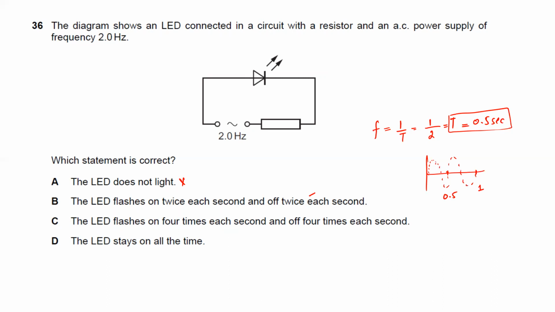Now what is happening? When the positive cycle comes, the light emitting diode will be forward biased, and light emits. When the negative half cycle comes, the diode will be reverse biased, and the light will not emit. So in 1 second, there are 2 positive cycles. The LED will turn on twice in 1 second and turn off twice in 1 second. So answer B is the right choice we have.